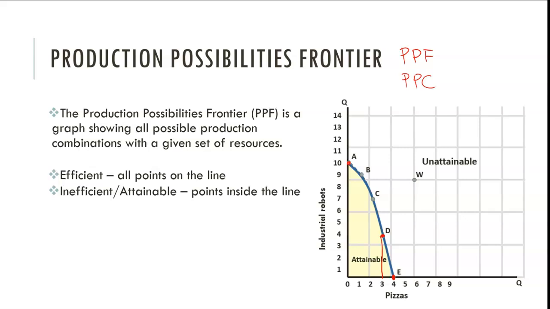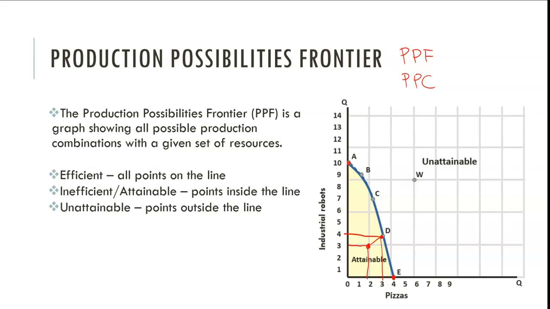Inside the line, so between the axis and the blue line, this shaded yellow area here, these are all considered inefficient points, but attainable. So in this economy, we could produce 3 robots and 2 pizzas, but this is considered inefficient because we could produce more of both things. We could go out to point D, where we're producing 4 robots and 3 pizzas. So any points that are inside the line are considered inefficient because we have the availability of resources to produce more of one or both things.